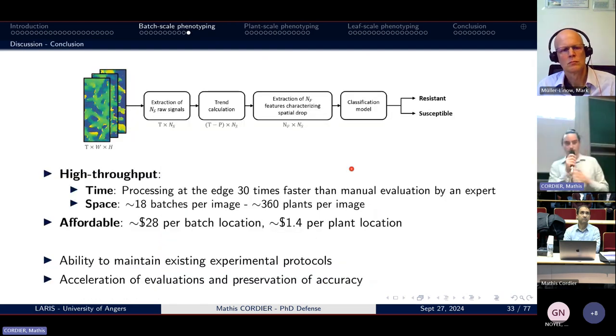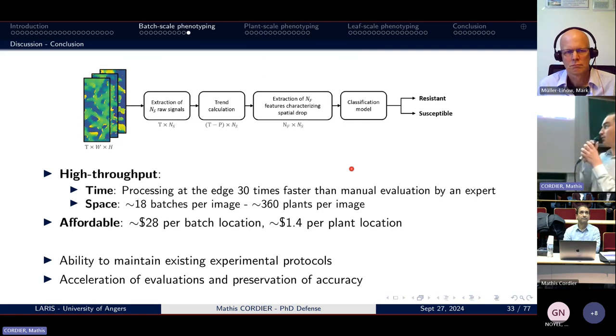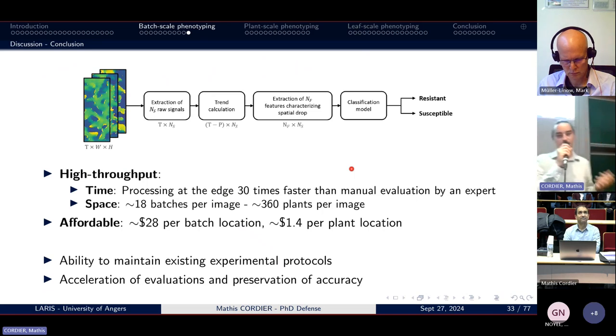So to conclude on this part, we were able to build an end-to-end pipeline starting from depth time series to, at the end, have a classification model of resistant and susceptible batches. This process is very high-throughput in terms of time because we are able to process at the edge 30 times faster than what is done with manual evaluation by human experts. And it is also very high-throughput in terms of space because we have about 18 batches per image, which corresponds to about 360 plants per image. And with this high throughput in terms of space, the imaging system is very affordable because it corresponds to about $1.4 per plant location.